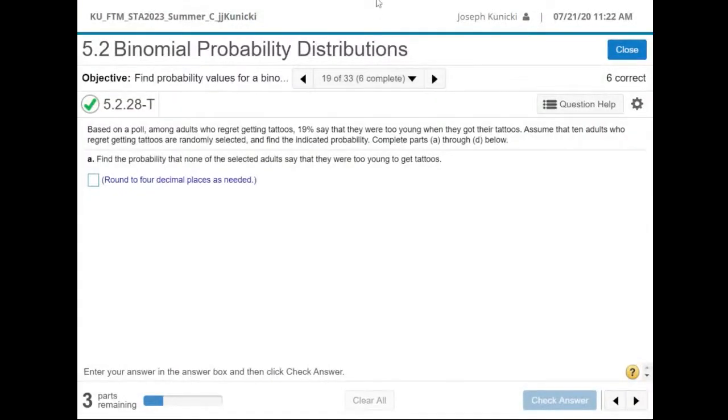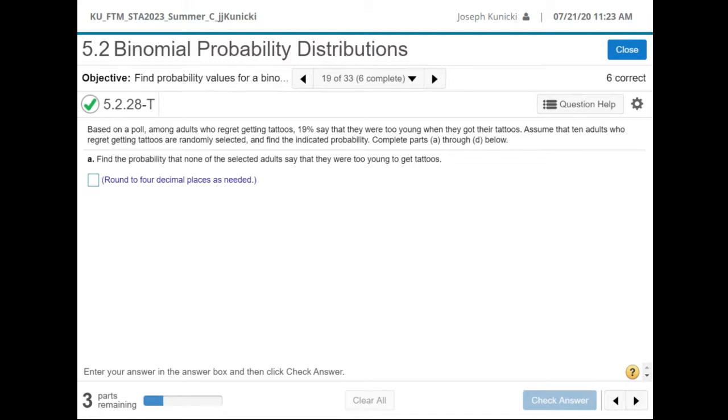Based on a poll among adults who regret getting tattoos, is that the one? Yes, sir. All right, mine said, you see it? Yes. Mine says 19%. So that's the probability of a success, P equals 0.19. Assume that 10 adults, so N equals 10. So this is a binomial. I need N and P and then I need X, the number of successes. So in problem A, X is 0. It says none.